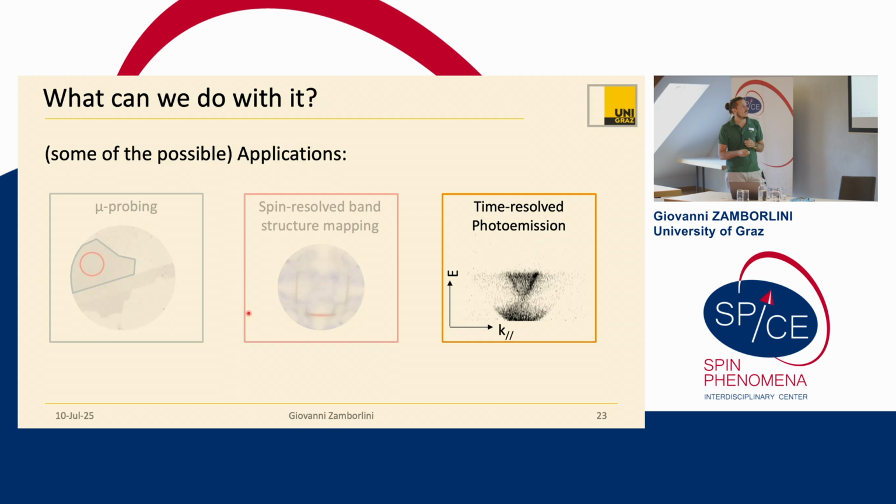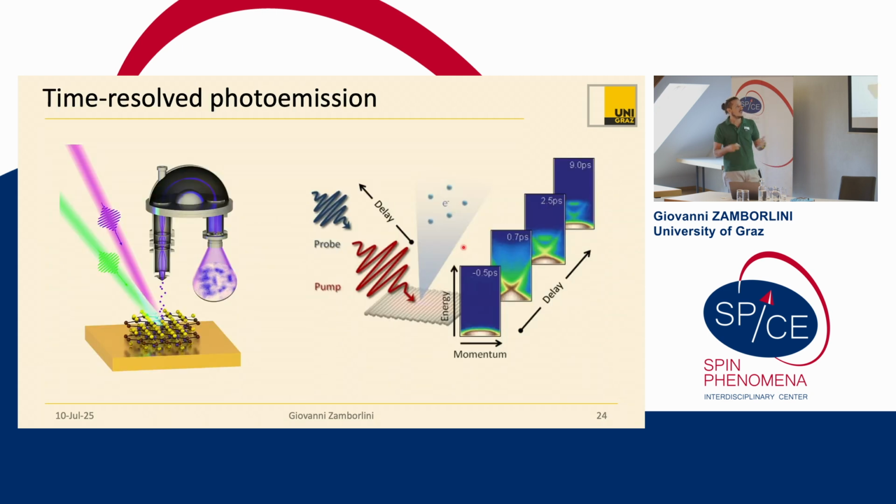But what you can do is build an ultrafast beamline and perform time-resolved measurements, to look at the dynamics of our system. You can do this by using what are called pump-probe schemes. You have two light pulses. One is the pump that comes first, and the pump excites your system, bringing electrons out of equilibrium. Usually we require that the pump is below the work function of the material.